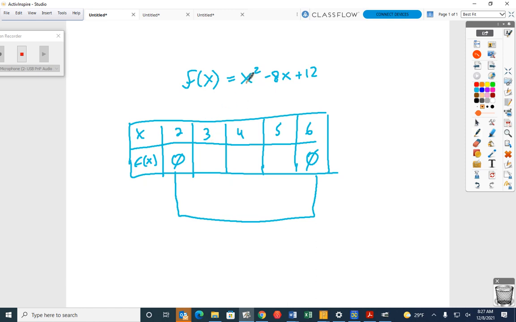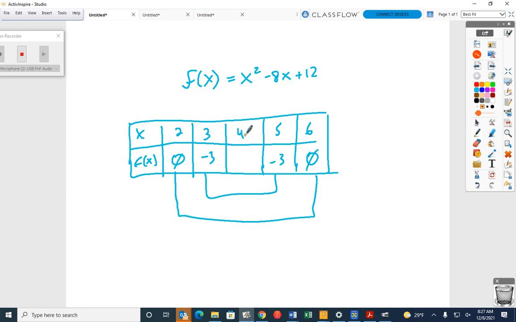3 squared. What's 3 squared? 9. Minus what's 8 times 3? 24. What's 9 minus 24? Negative 15. Good. And what's negative 15 plus 12? Negative 3. So that's negative 3, which means this is also what? Negative 3. Now this one I've just got to solve for, right? I've got to figure out what this is.